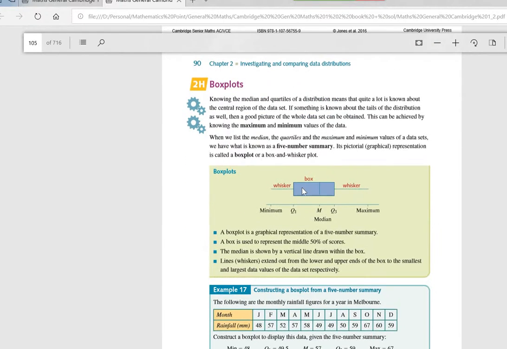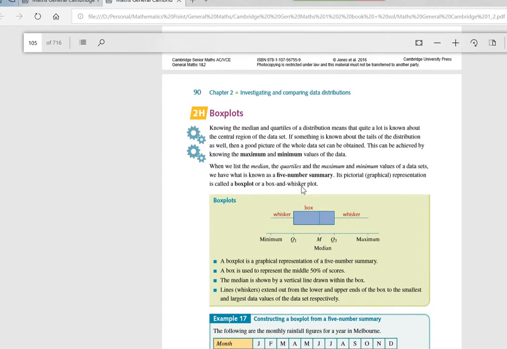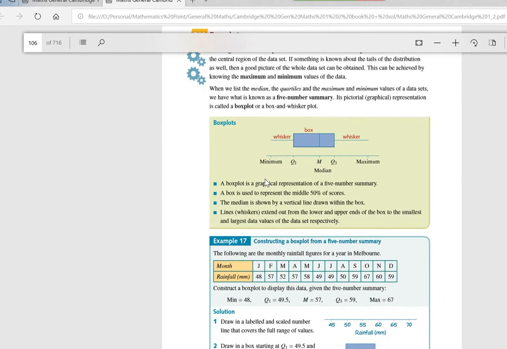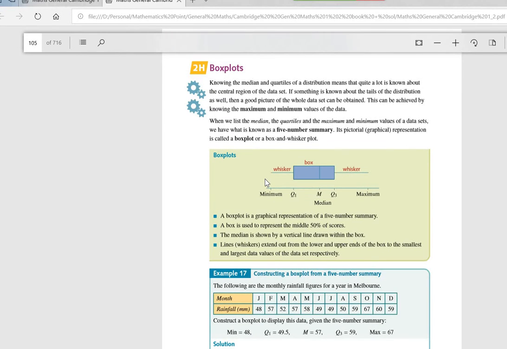box plots. So I am on page number 90 now. Page number 90. Okay. Now we're talking about the 5-point summary here. For box plots, it is very important. We need to get into the 5-point summary in order to create any box plot. So what is that 5-point summary?